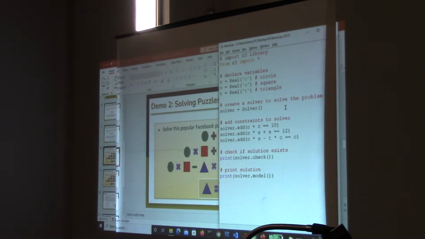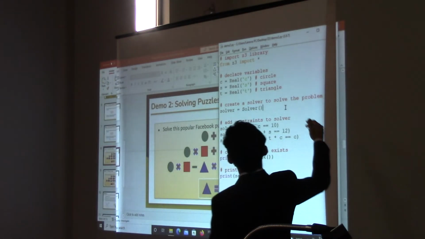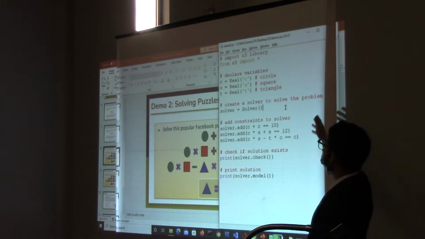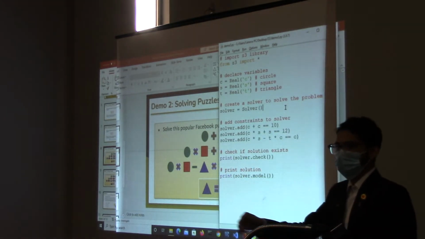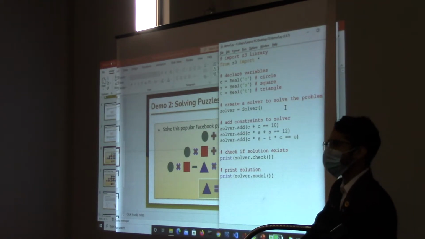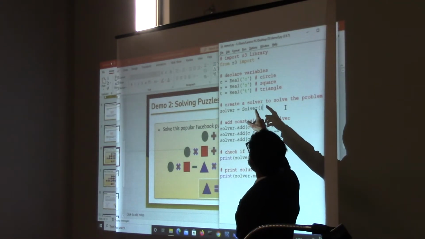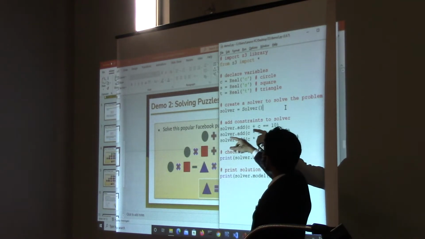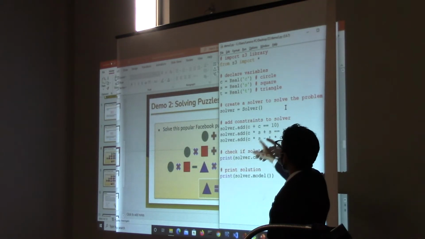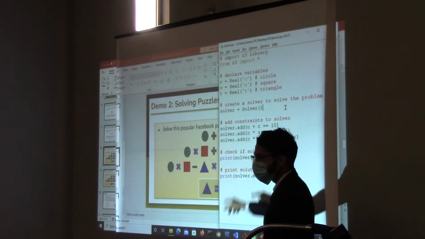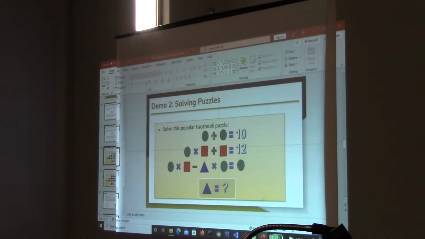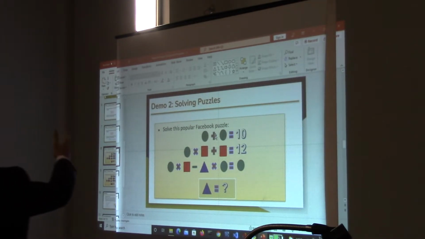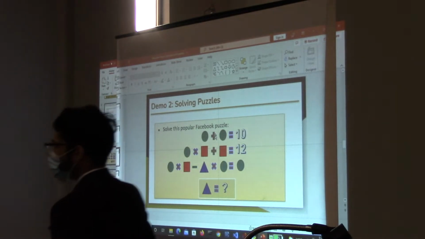Again, it's the same workflow. Again, same thing we are doing here. We're importing everything from the library, and now in our question, we have different variables this time. We have circle, we have squares, and we have triangles, right? Instead of x, y, z, we have circle, square, and triangle. And again, I'm creating the solver object, and then we are adding different constraints. Because if you look at the problem, now the conditions are different. Now we have circle plus circle equals 10, circle times square plus square equals 12, and likewise.